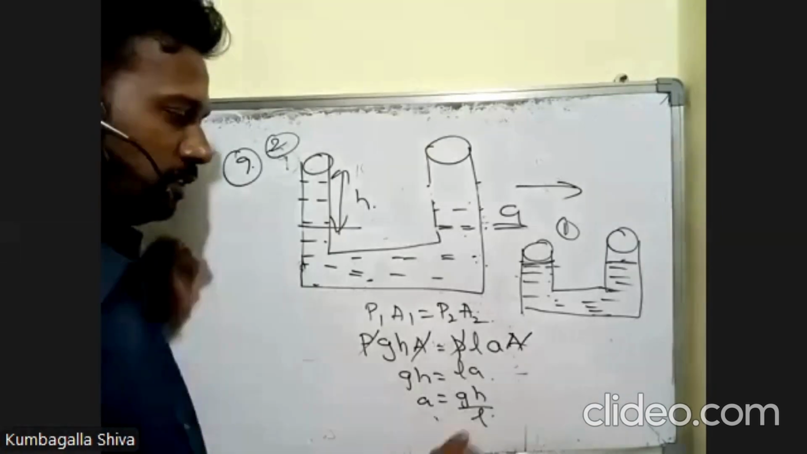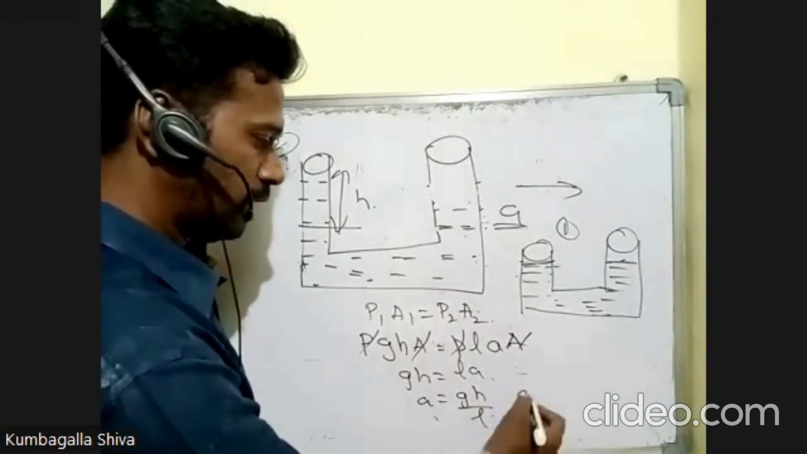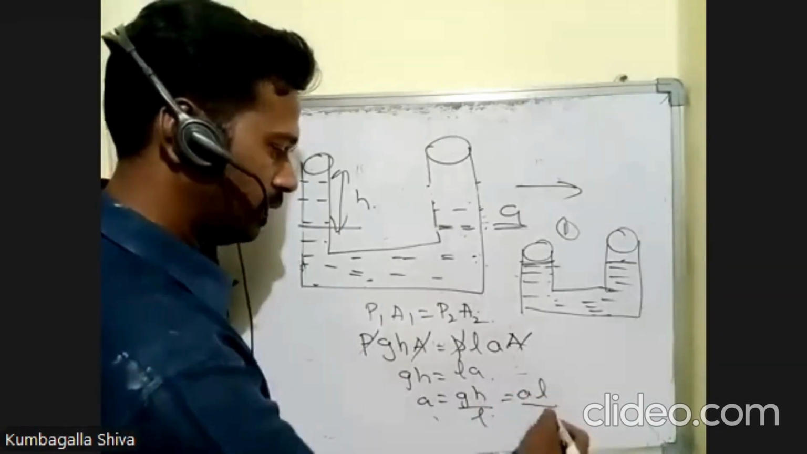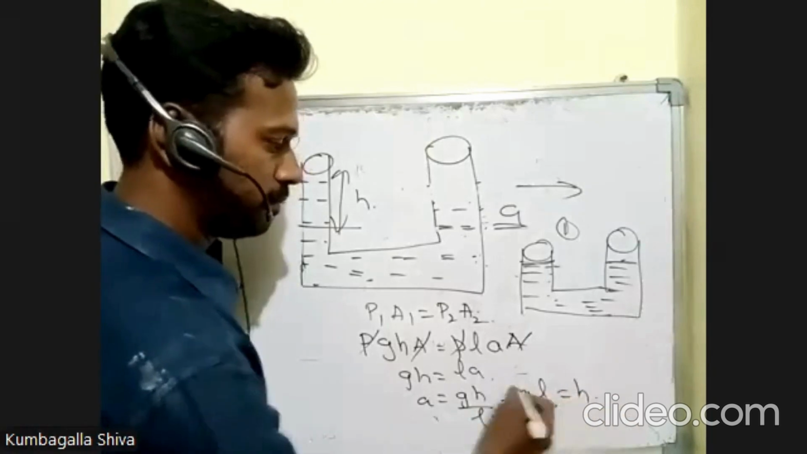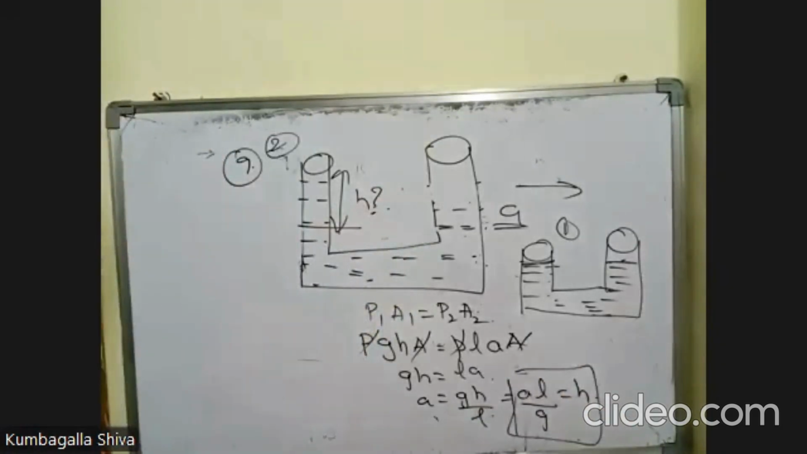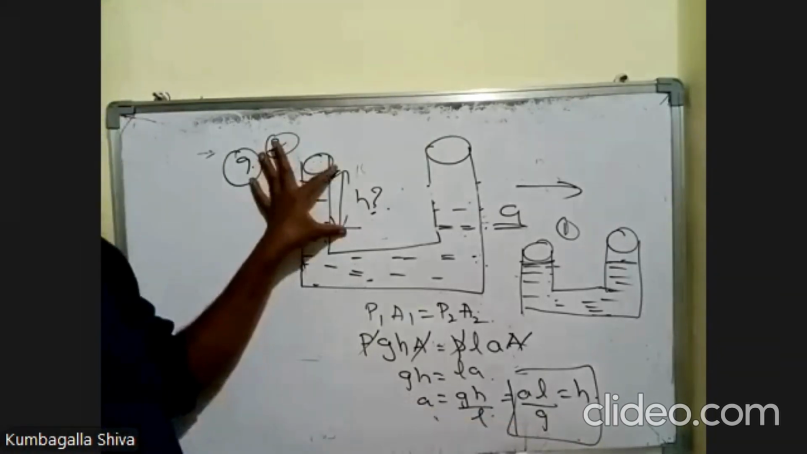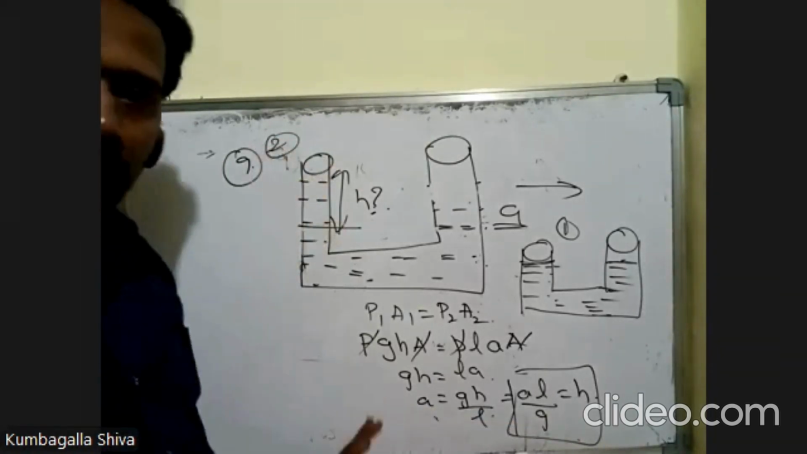So you can replace this height, that is a L by g. This is height. He's asking the height, no, in this given problem. Then h is equal to, he's asking the height. This height, how much it has been level raised. Are we clear?